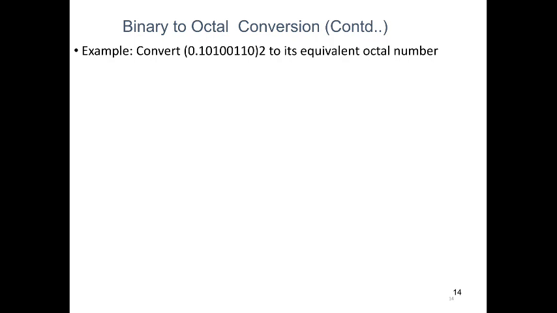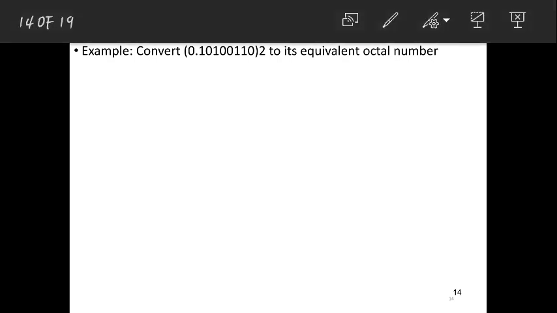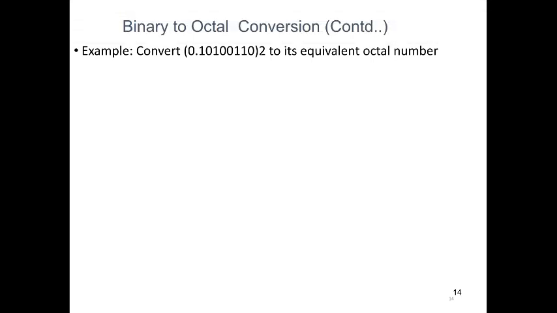Next, convert. See, this is another example. Convert this so and so. They have written 2 here, but this 2 should be the base. That means it represents a binary number. Don't get confused. It should be the base. Here, convert that binary number to its equivalent octal number.